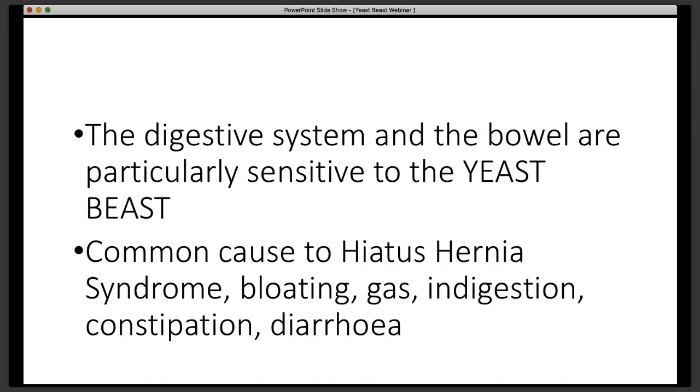Now, the digestive system and the bowel are particularly sensitive to the yeast beast, causing problems within those systems. It's a common cause to hiatus hernia syndrome, bloating, gas, indigestion, constipation, and diarrhea. Now, hiatus hernia syndrome is where the stomach pushes up under the diaphragm. And a true hiatus hernia is where you actually get a split in the opening of the diaphragm. There is meant to be an opening there to allow the esophagus to come down from the throat into the stomach as it passes through an opening in the diaphragm.